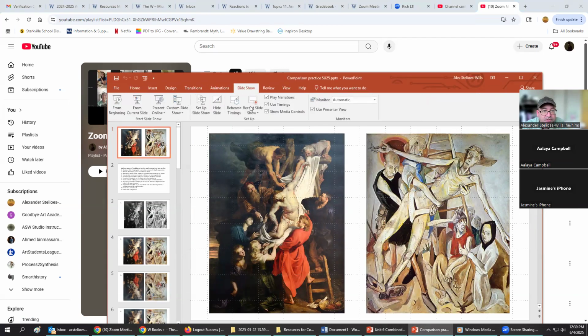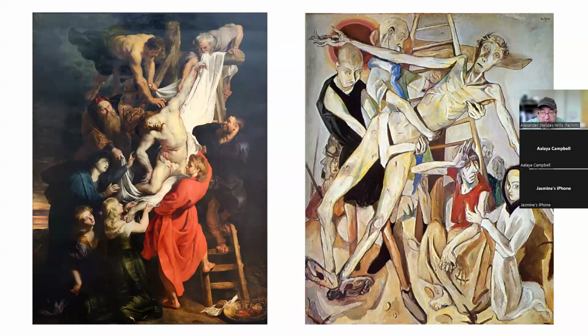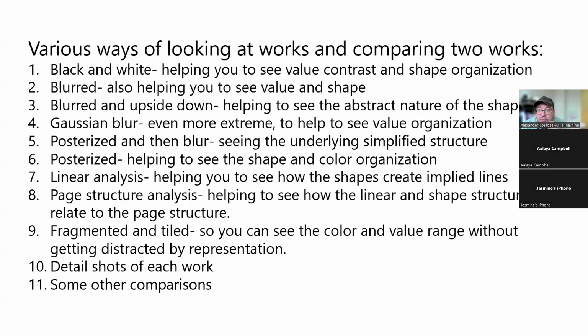Let's go to slideshow from beginning. It literally is me showing you different ways of looking at the differences between these paintings. So I'm literally processing the images in different ways to point out some different things about them.